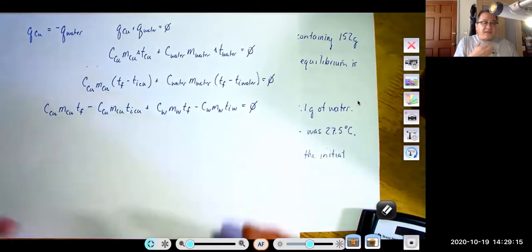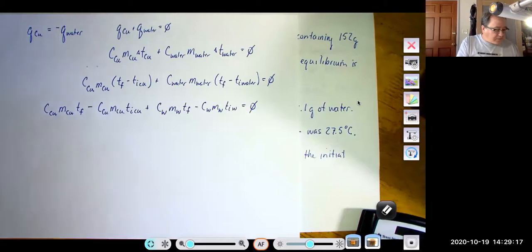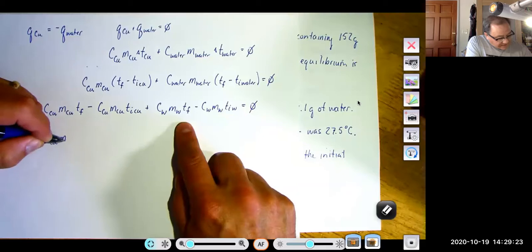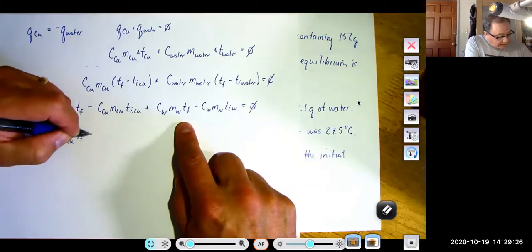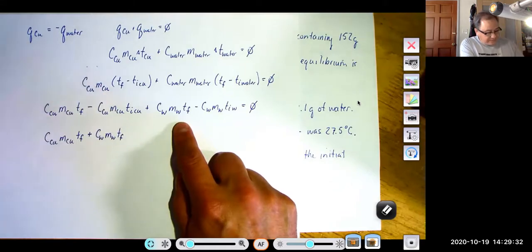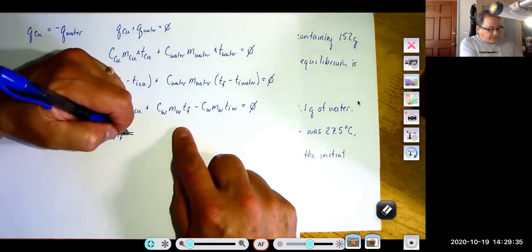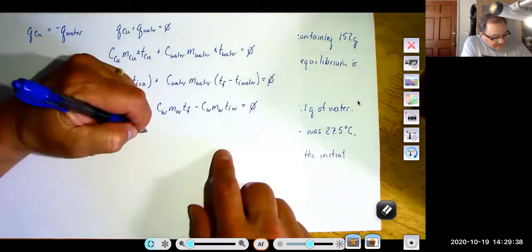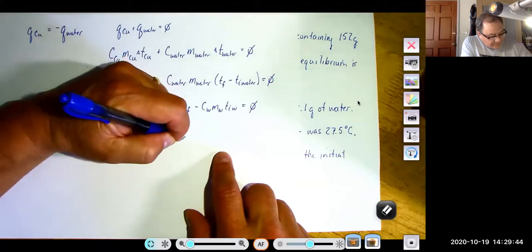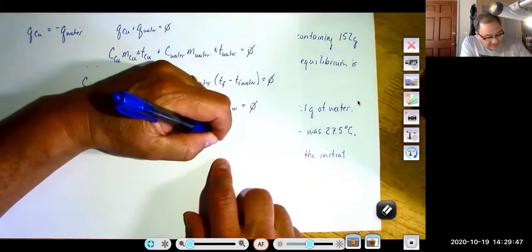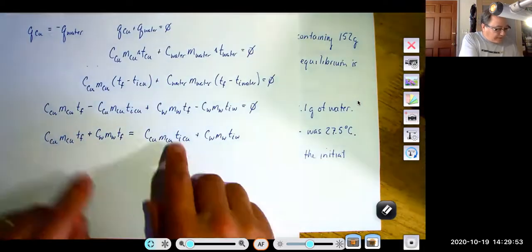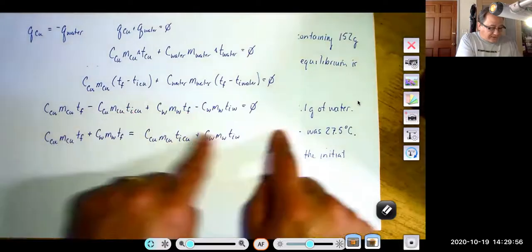Then what I'm going to do is put like terms together. The like terms I want to combine are these two with the final. So I'm going to write C of the copper, mass of the copper, T final, plus C of the water, mass of the water, T final, is equal to, and I'm just going to take these onto the other side of the equation: C of the copper, mass of the copper, T initial of the copper, plus C of the water, mass of the water, T initial of the water. So I did two things in this one step. I put these two closer together and I took these two to the other side.